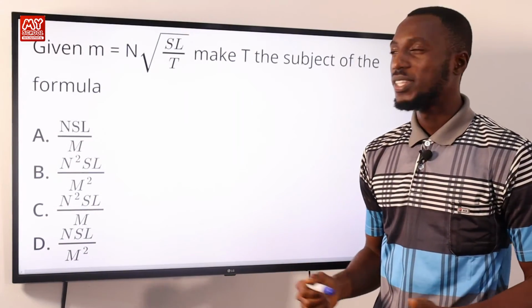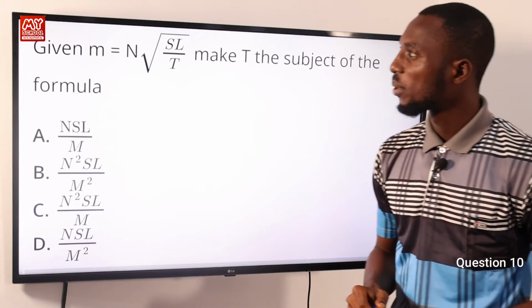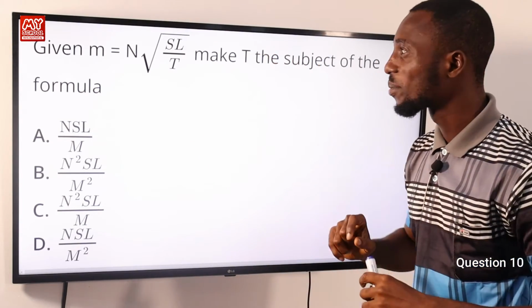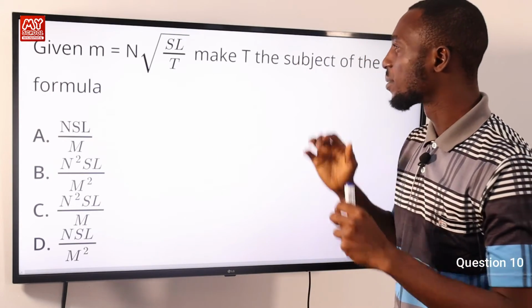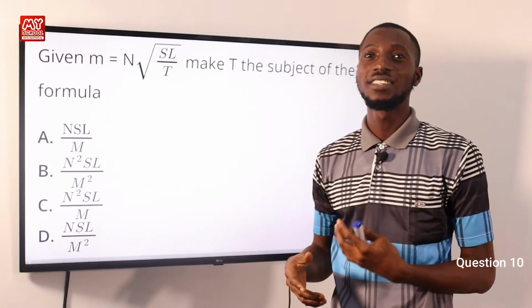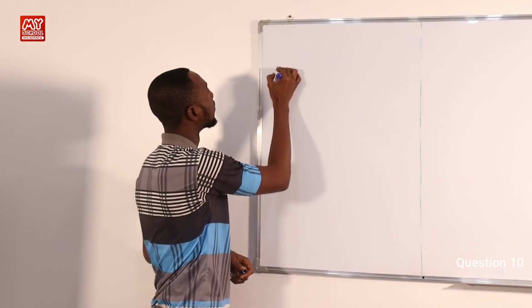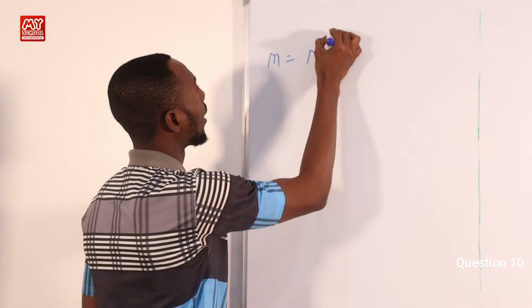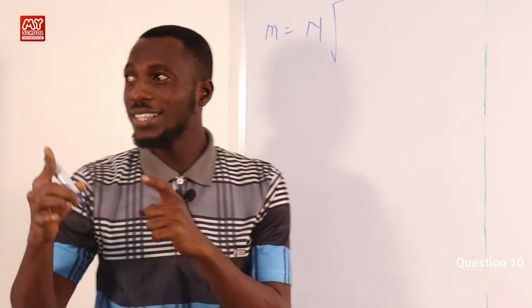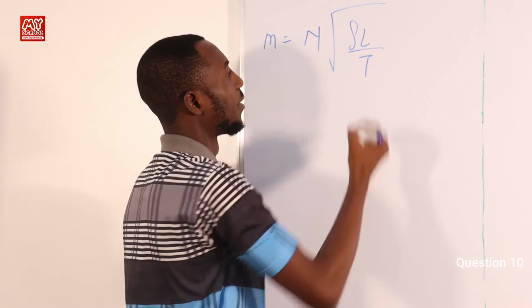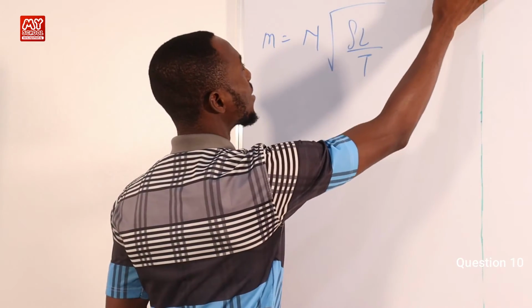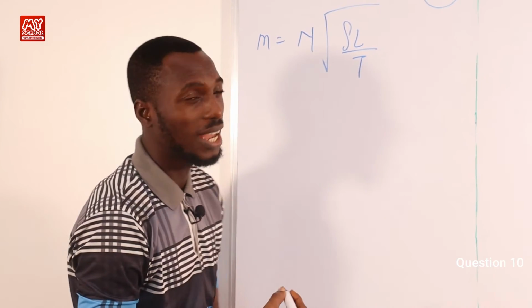Question 10. Given M equals N times the big square root of SL over T, make T the subject of the formula. This is super easy for us to tackle. So we have M equals N times the big square root of SL over T. We are asked to make T the subject of the entire formula.